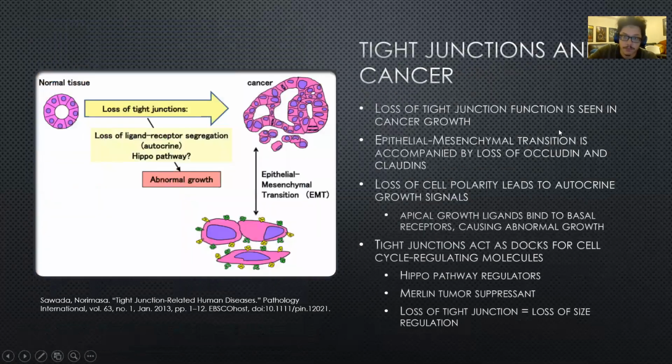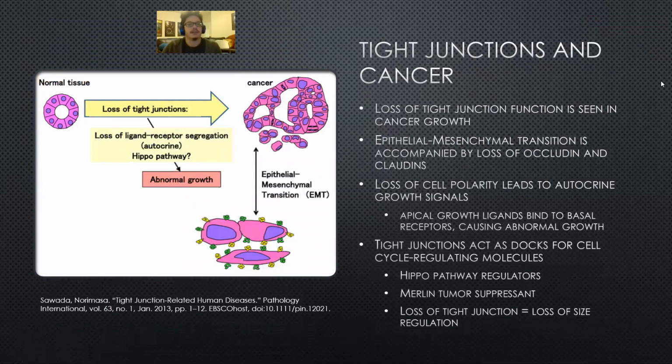Now, why is this important? It's important because tight junctions actually play a really big role in the development of cancer. Now, what happens in cancer is that cancer cells have a reduced integrity in their tight junction function. And so when you lose tight junctions, the cell polarity is compromised and you start having ligands that are supposed to stay in the apical region that promote cell growth entering the receptors in the basal side of the cell. And so you get this autocrine action where the cell is telling itself to grow uncontrollably, and that's a very bad thing.